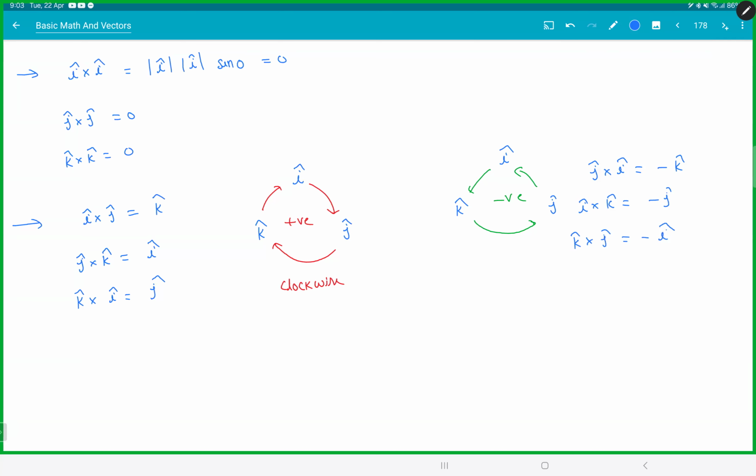Clear with this? So in case of dot products, the like vectors gave you 1 and the perpendicular vectors gave you 0. But in vector cross product, the like vectors will give you 0 and the perpendicular vectors will give you the other vector. A cross B is minus of B cross A.